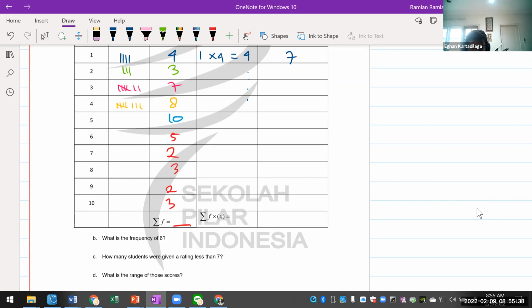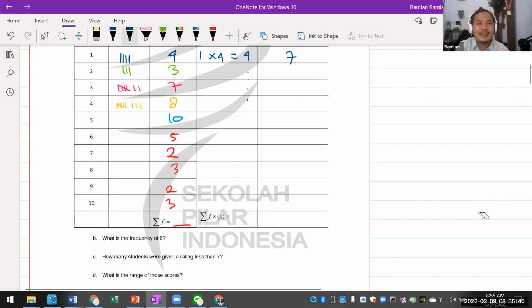So the frequency 6 means that the value of 6, how many data are 6? How many times does 6 come out? So the data of 6 is this one, the value of the data is 6, and 6 comes up 5 times, right? So the frequency is just 5, as simple as that.